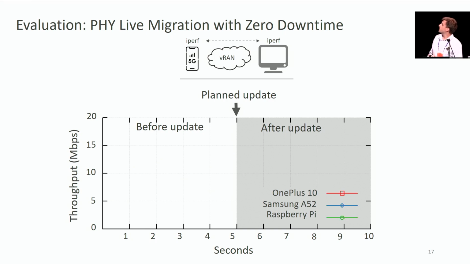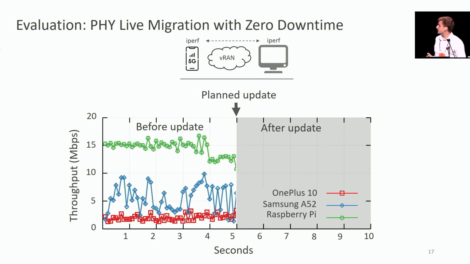In the next experiment, we show how Slingshot enables live migrations of the PHY with zero downtime. This setup is very similar to the previous one, but instead of failover, we do a planned update of the system between two different PHY configurations. And the graph is similar. It shows the throughput achieved by 3 different user devices over the time of the experiment.